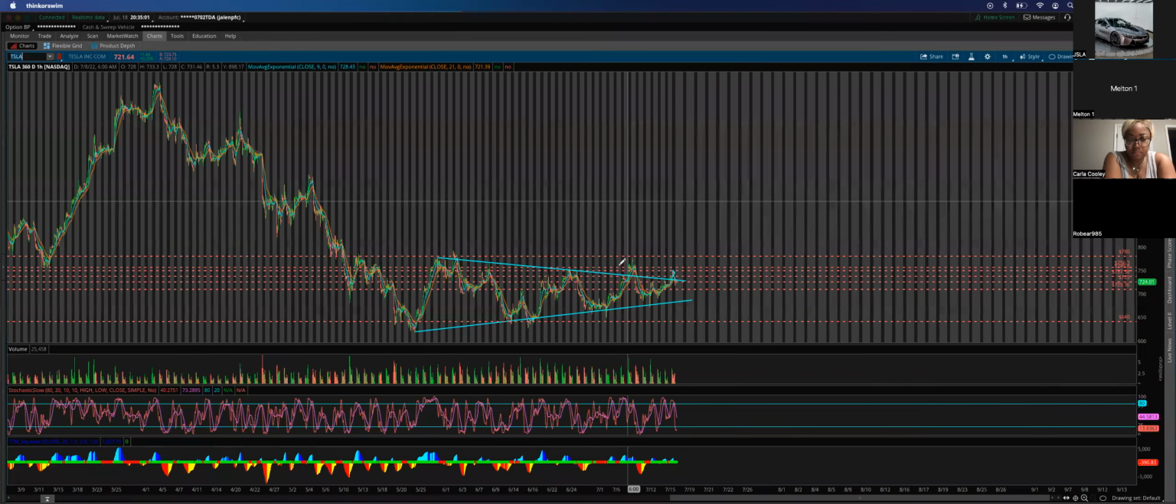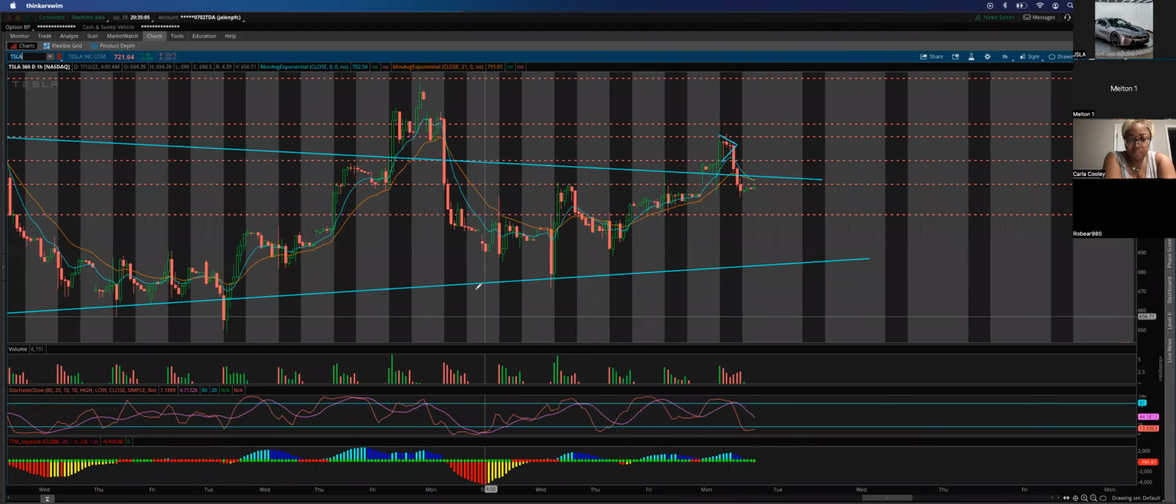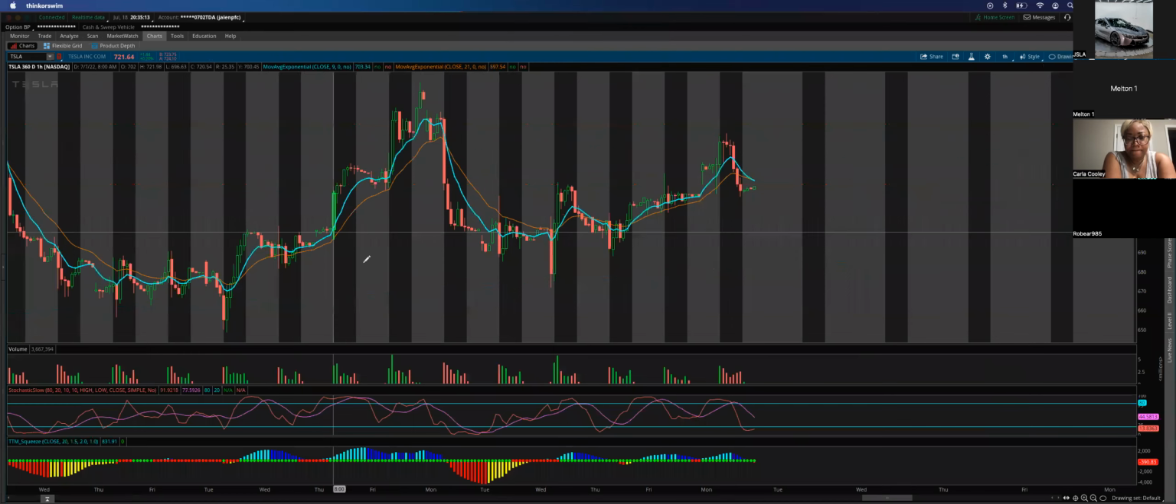Okay. So let's find some more zones. All right, so here we go. Same thing. Like I'm telling you, it's like clockwork, right? Look at this. It's like clockwork. So we're looking for a balanced period. What do we have right here? We have a balanced period. So we're going to plot that balanced period.